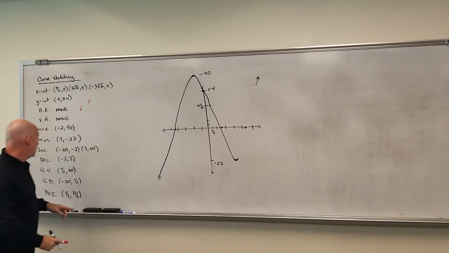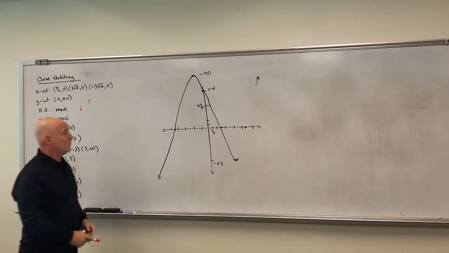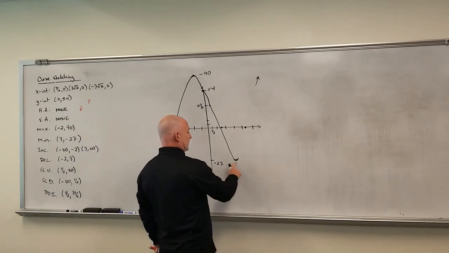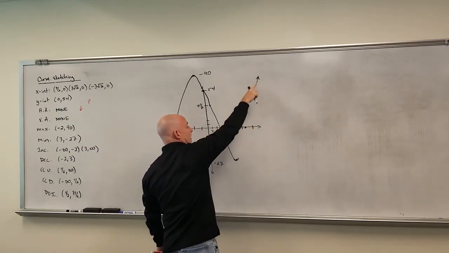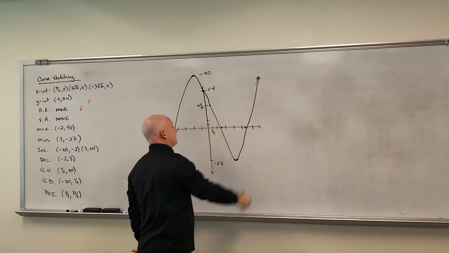And that's our decreasing, and then we know we're increasing from 3 to infinity. So I'm increasing all the way out, which makes sense because I've got to get here. I know I'm heading out. I have one more x-intercept, and we head out of there.